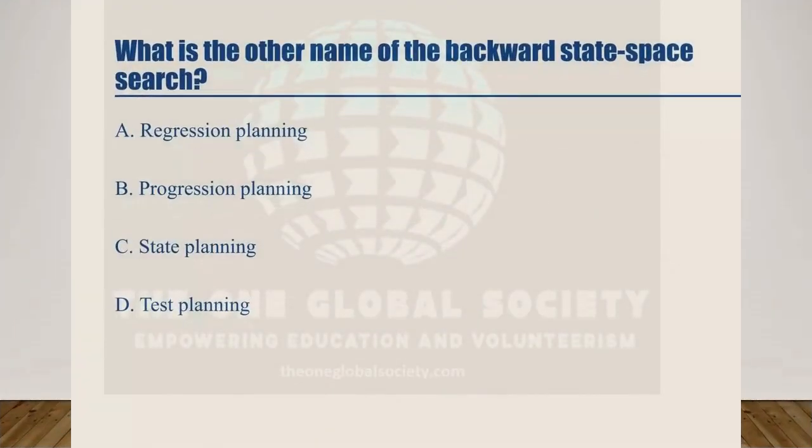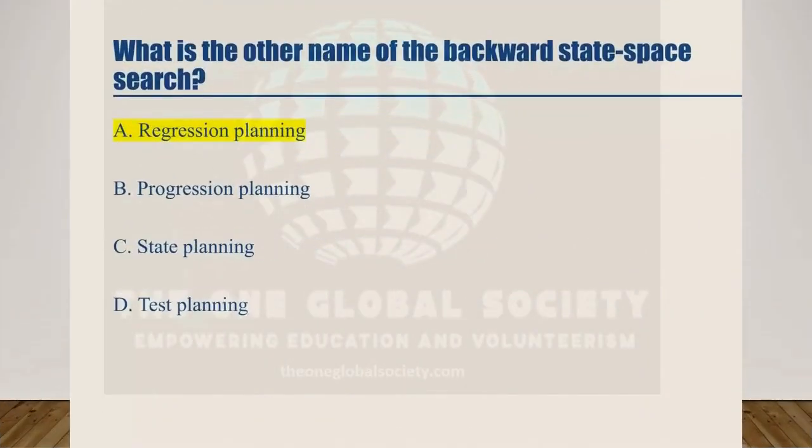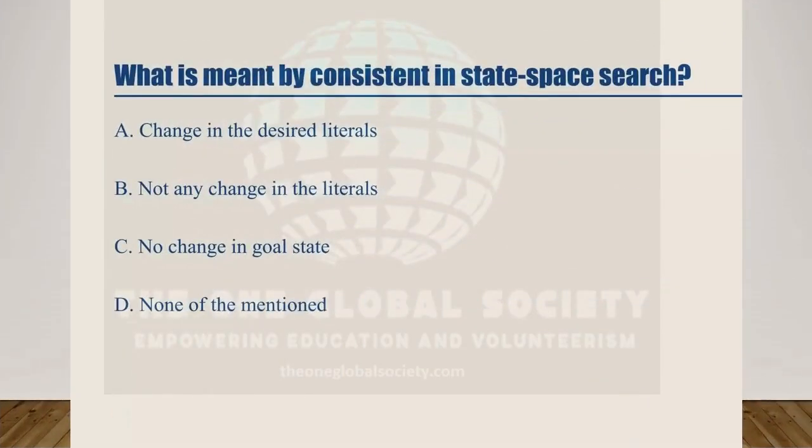What is the other name of the backward state space search? Regression planning, progression planning, state planning, or test planning? Let's see the answer. The answer is regression planning. So, what is the other name of the backward state search? Answer is regression planning. Let's see the next question.